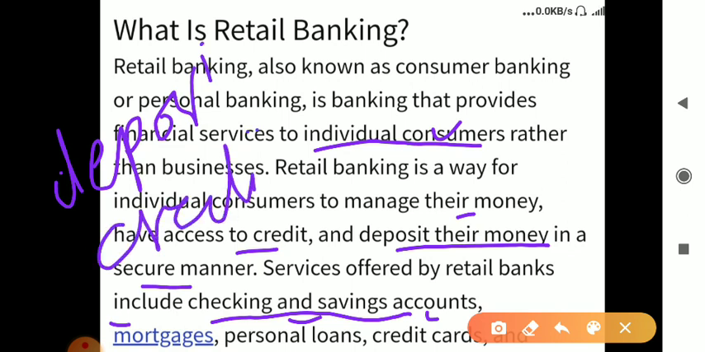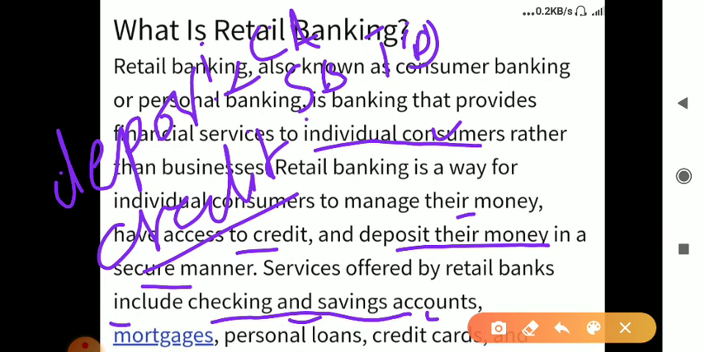So on the deposit side, what are the facilities for the individual or retail banking customer? Current account, savings account, and we can say term deposit accounts also. Whatever facilities they are availing, these are the demand sides, right? And then there is the loan side.